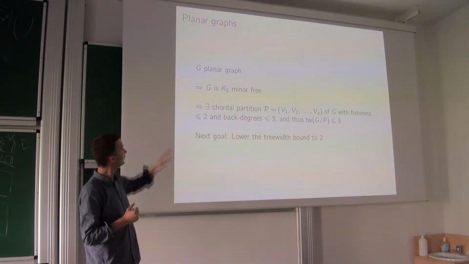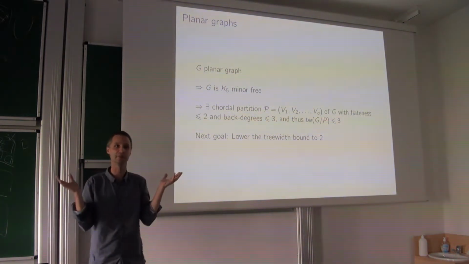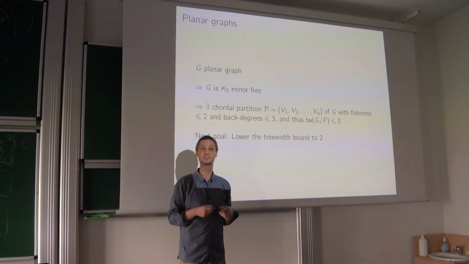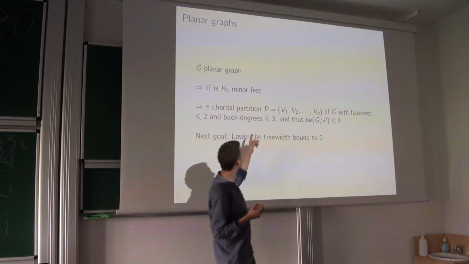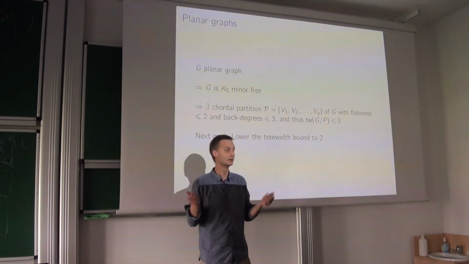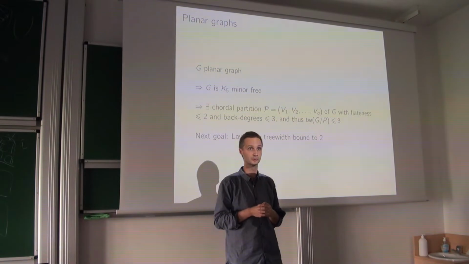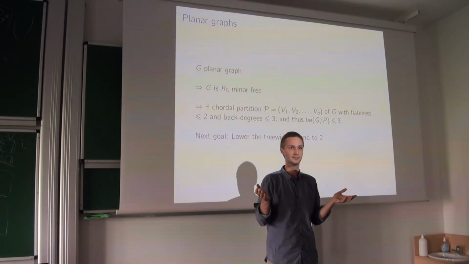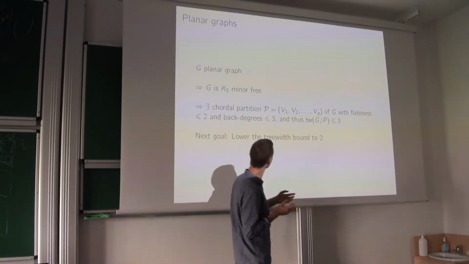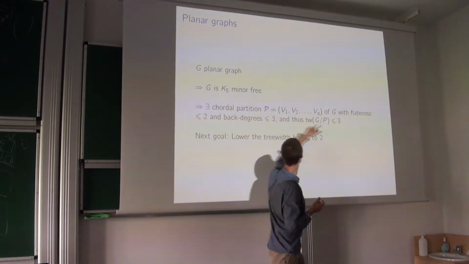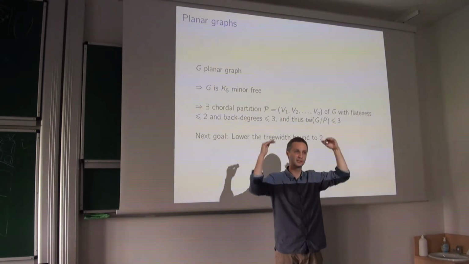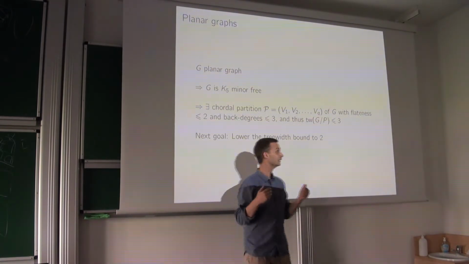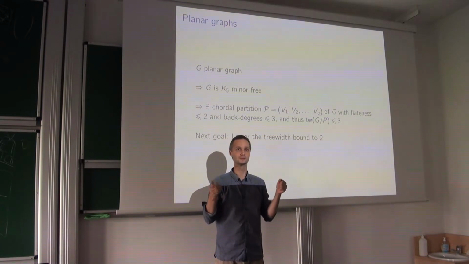That's the next step. So if you have a planar graph, so G is a planar graph, it's K5 minus 3, so you could apply the previous result. So there is a chordal partition, you have flatness at most t minus 3, so at most 2, and you have back degrees at most t minus 2, so this is at most 3. The back degrees give you the treewidth of your quotient graph, so the quotient graph has treewidth at most 3. Right, so if you apply the previous result, that's what you get. But now what people did is that they observed that essentially you can improve all these bounds. So these 2, 3, and 3, you can improve all of them essentially by 1. So essentially, you can make sure that the quotient graph has treewidth 2, and your flatness will be at most 1. Well, actually, it will be exactly 1.